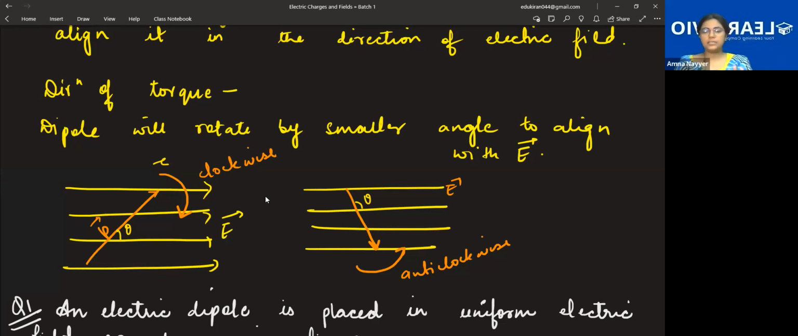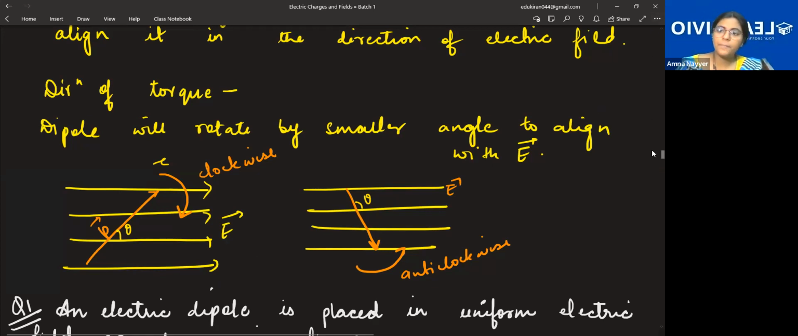Clear? See, I'm repeating this. Dipole is like this. Electric field is like this. Now the torque's work is to align the dipole in the direction of electric field. So if the torque acts anti-clockwise, the dipole will move away, so it will never be aligned. Now torque will try to move clockwise and align it. So direction of torque will be clockwise. Suppose this is the dipole direction and this is the electric field. If it moves clockwise now, it will move away. So the torque will move the dipole anti-clockwise. So direction will be anti-clockwise. So this is how you determine it.